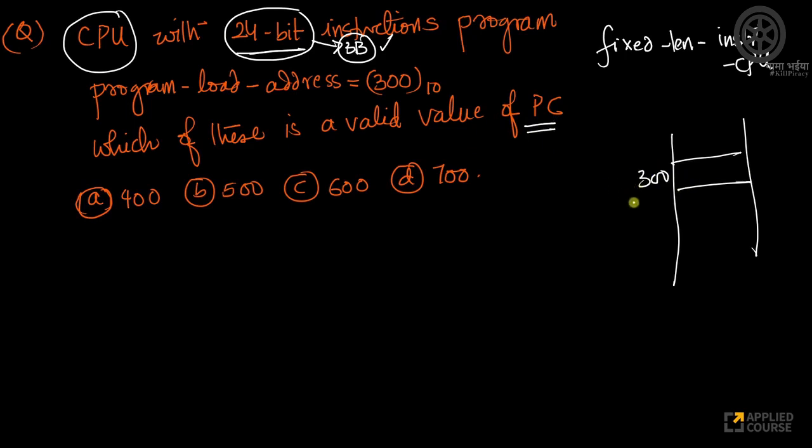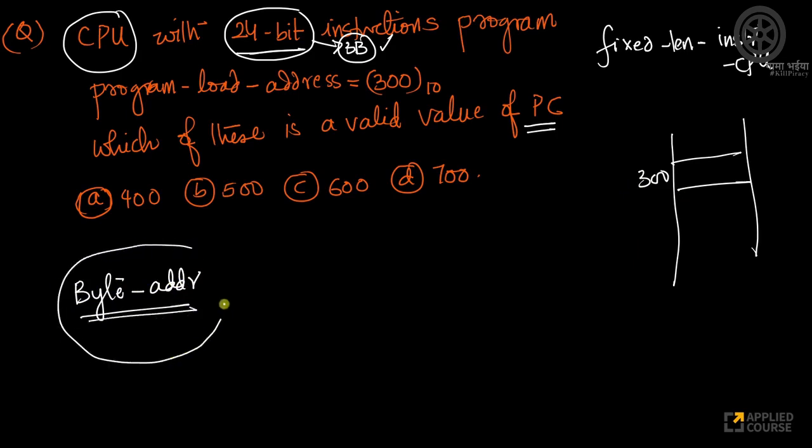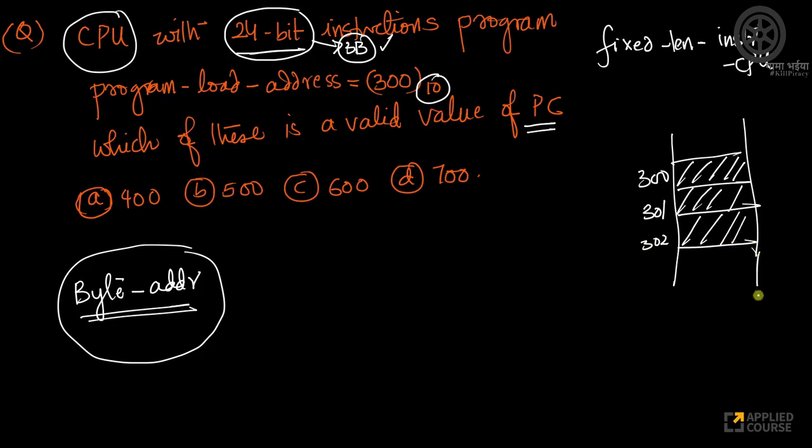Again, the default assumption is that my memory is byte addressable unless stated otherwise. So at address 300, I can store 1 byte. At address 301, again, remember, all these are in decimal, I can store 1 more byte. At 302, I can store 1 more byte. This is my main memory.